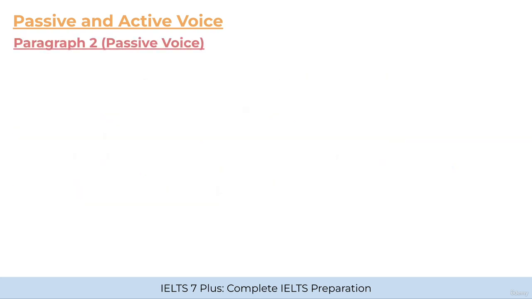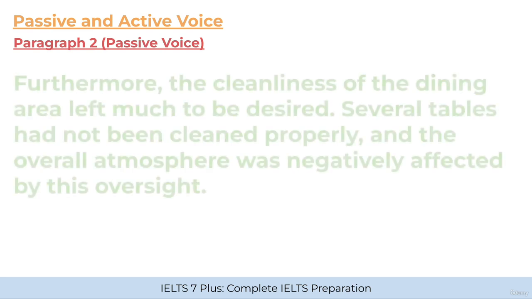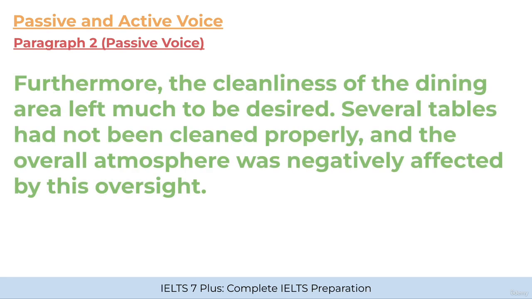On the other hand, if we're to go to paragraph 2 in a passive voice, let's see how this is different. Furthermore, the cleanliness of the dining area left much to be desired. Several tables had not been cleaned properly, and the overall atmosphere was negatively affected by this oversight. Okay, so do we have any subjects here? Do we know who left the dining tables dirty? Who didn't clean the tables?